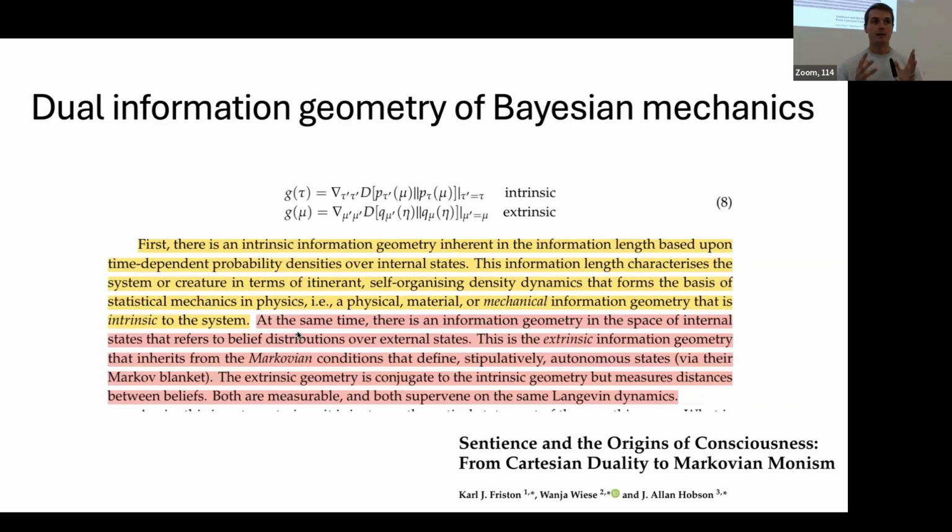And I think it's very novel in the sense that you can have a dual interpretation of the internal states of a system. You can describe them in terms of the thermodynamics, so the intrinsic geometry, the flows in time of the internal states. And then you can also describe the dynamics of the internal states in terms of the beliefs that those states parameterize. And the formalism itself gives you this very principled linking between these two.